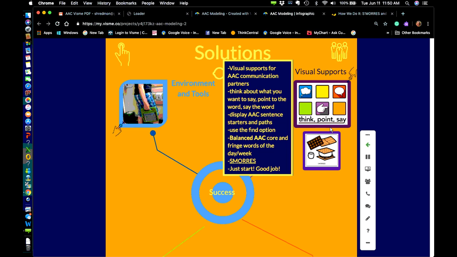So that's okay. All right, so really displaying what we use is using those AAC sentence starters and paths. This may be something that Terry was talking about, like what can you do? Well, you can create these paths to be able to make the grammatically correct sentence and put that up in the different areas in your environment that are contextual, that make sense for it to be there.